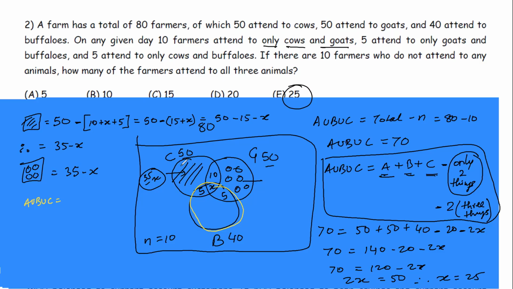Only C region, that is only cows, only goats, and this 10 region. Correct? So A union B union C, which is equal to 70, is equal to 40 plus 10, that is this 2. And then only cows and only goats, that is this and this. So that will be plus twice 35 minus x. So therefore, 70 is equal to 50 plus 70 minus 2x, right? And then 70 goes, 2x is equal to 50, x is equal to 25.